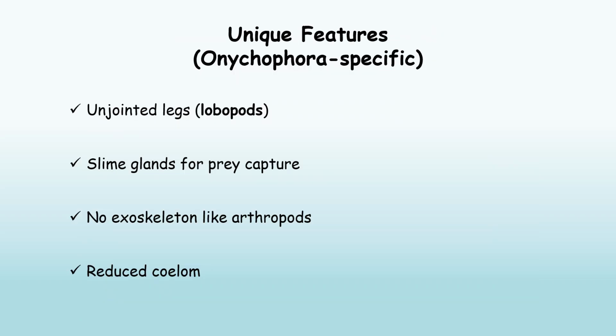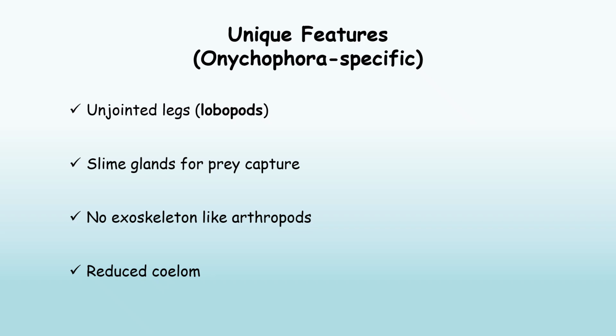So coming to the third category, till now we have talked about affinities with the phylum Annelida followed by the phylum Arthropoda. Now coming to features which are unique to the phylum Onychophora only. In Peripatus species, the legs are not jointed; they have unjointed legs. And slime glands are present for capturing prey, secreting a sticky slimy substance.